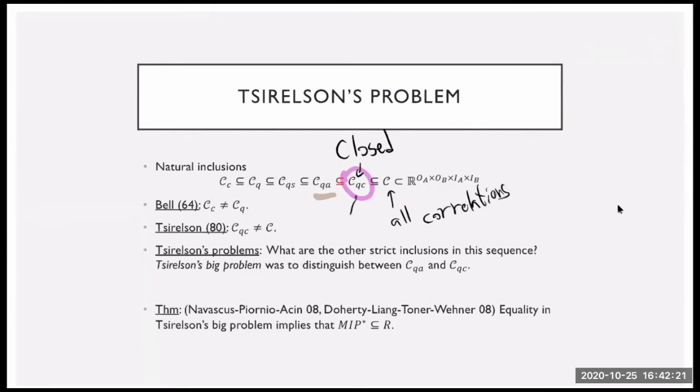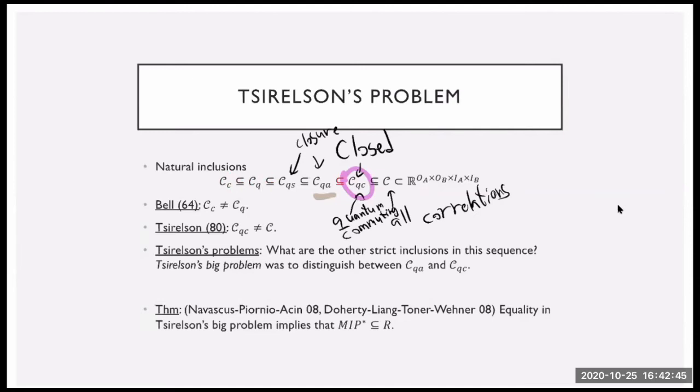This is the set of quantum commuting correlations, the case where there's a single Hilbert space. This is the quantum approximated, the closure of that, which is the quantum spatial. QS is quantum spatial. This is the quantum case that we talked about last time, and this is the classical.